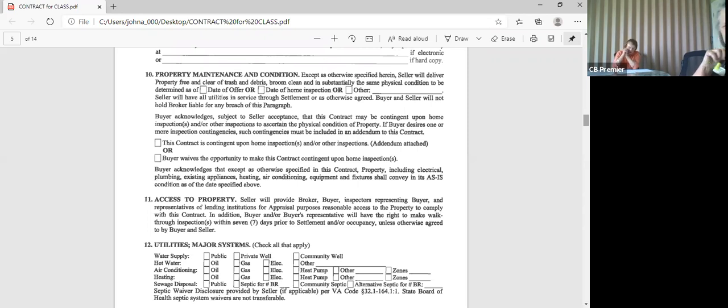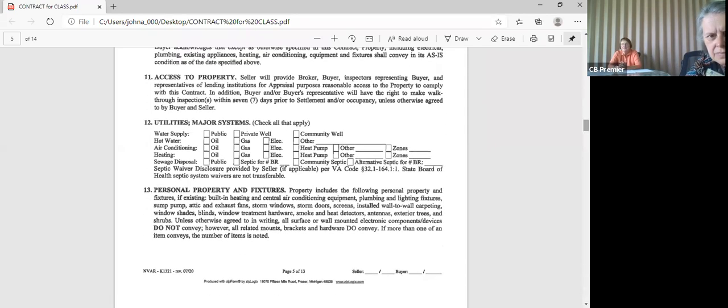Access to property is what it says. During the transaction, appraisers and various inspectors are going to have to get into the property to do what they need to do, and this has the seller giving the right for these people to go to the property. You, as the agent, also have the right, with your person, 7 days prior to settlement to do a walkthrough.